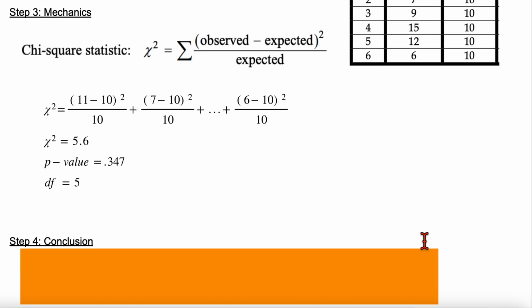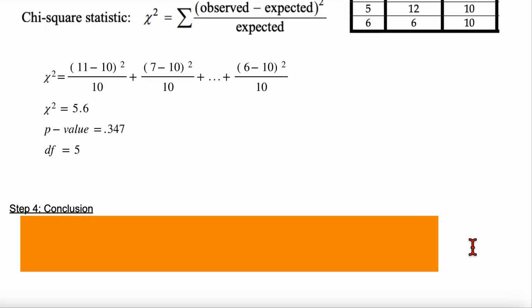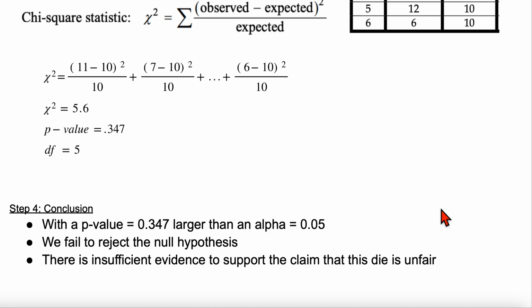And now we're on to our conclusion. Of course, we have an extremely large p-value. And we know when our p-value is larger than our alpha level of 5%, we are going to fail to reject the null. If p is large, we fail to reject the null, and there's insufficient evidence of the alternative. So for this prompt, we would say with a p-value of 0.347, larger than an alpha equal to 0.05, we fail to reject the null hypothesis. There is insufficient evidence to support the claim that this die is unfair.